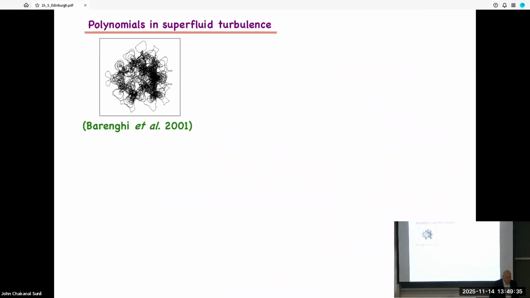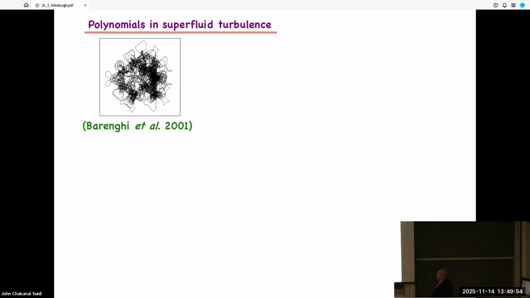Okay, so what do polynomials have to do with superfluid turbulence? Oh, I have a bonus in superfluid turbulence. I am relaxed because vorticity is either there or there is none. In classical fluids, no. It depends on your threshold. You can see vorticity everywhere, or you can think of vorticity as we did before in a vortex filament. But in superfluids, it's absolutely safe.